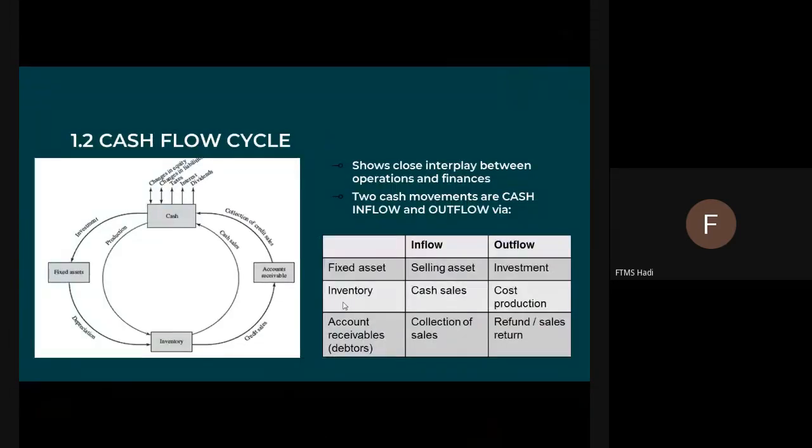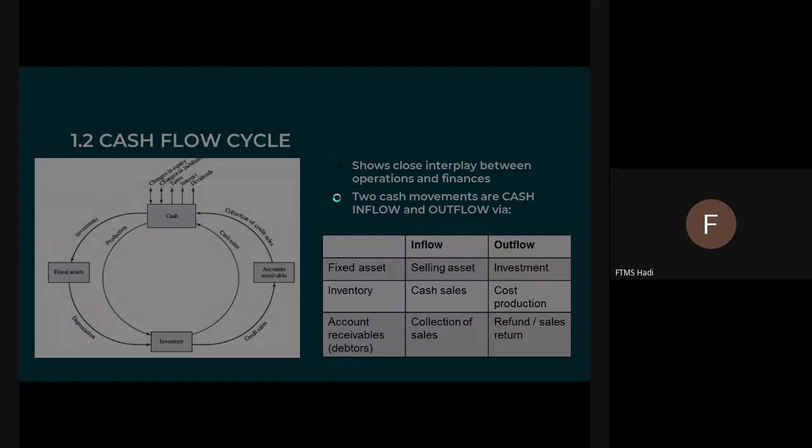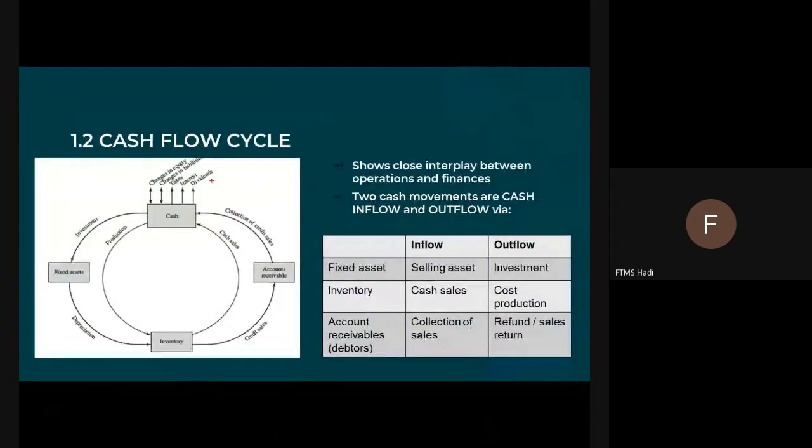Okay, let's have a look at the cash flow cycle. As far as the cash flow cycle is concerned, cash flows everywhere, inside the company and outside the company. Why the cash flow cycle is essential here is that it shows the close interplay between operations and finances. I will illustrate how it works. There are two cash movements, cash inflow and cash outflow. These are the explanations there, but let me explain to you one by one.